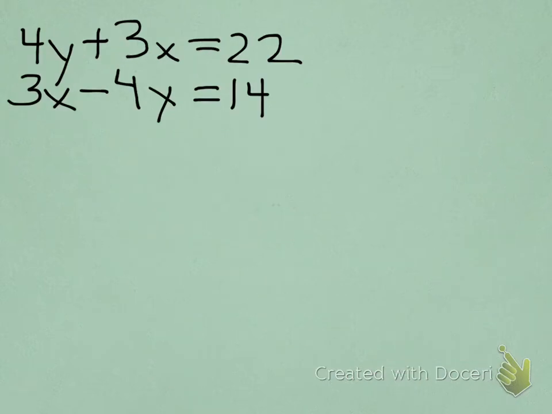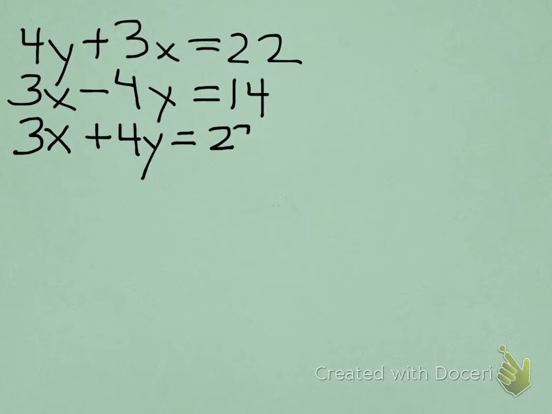Now we have another problem. This time the variables are not lined up, so I'm going to put them in a vertical line. I need to rearrange the top equation so that it's 3x first and then 4y. Since it's addition, it's a commutative property, so I can just switch it without changing anything. So 3x plus 4y is what I changed the top to be, and it's still equal to 22.